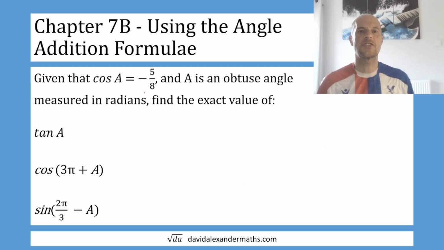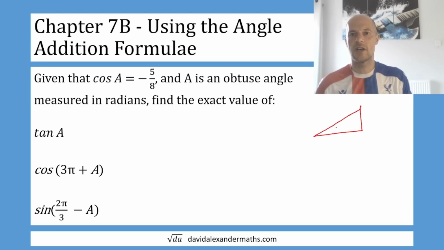Okay, so this is quite a challenging question to finish off with. So the cos of A is minus 5 over 8. So I'm going to draw a right angled triangle. So if this is angle A, then this must be 5 and this must be 8. So therefore I can work out this missing side length here, which is the square root of 8 squared take away 5 squared, which is root 39.